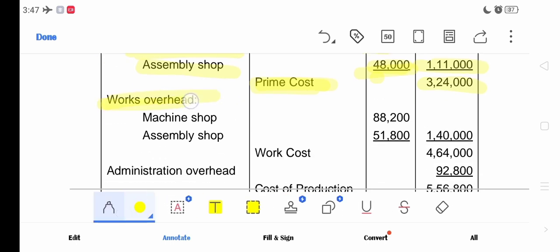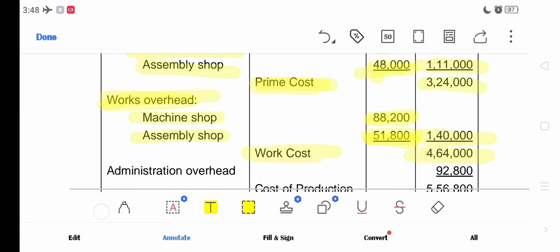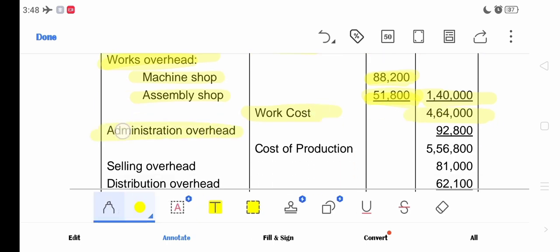Okay, now works overhead, machine shop and assembly they have given. So 88,200 for machine shop and 51,800 for assembly shop. Together it is 1 lakh 40. If we add prime cost and works overhead, what is going to come? Works cost, this is 4 lakh 64,000. Now administrative overhead will be added to arrive at cost of production, which is 5 lakh 56,800. After adding, I'm telling you cost of production is 5 lakh 56,800.